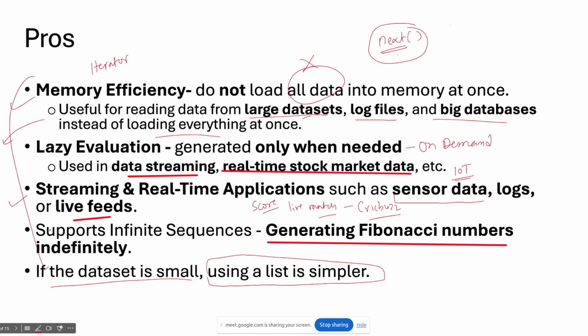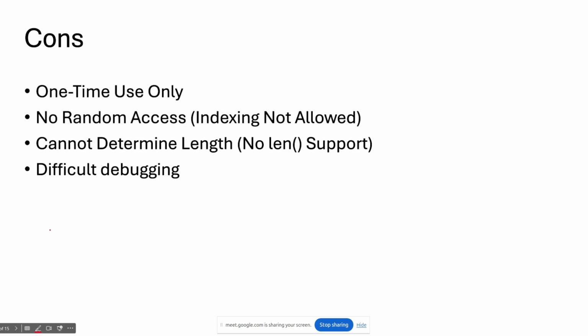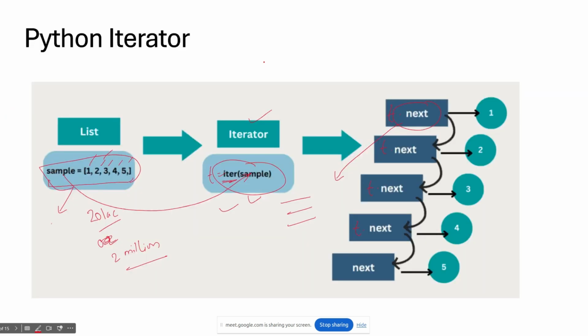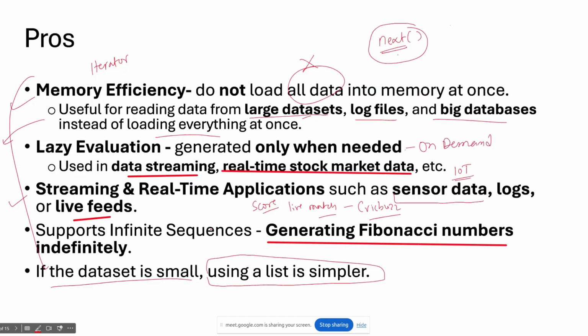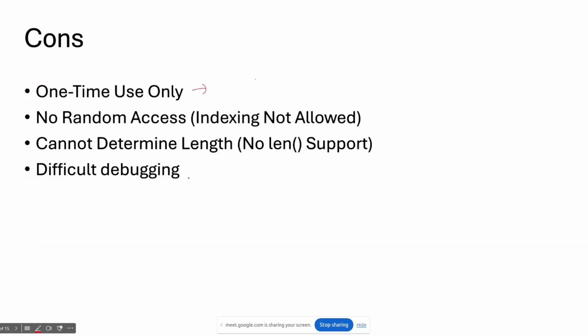It also has some cons. Listen, if something has pros, it also has cons. Cons means you can only use it once. If you iterate the whole list, at the end the iterator will end. You won't get any other item after that. So you can use it only one time.